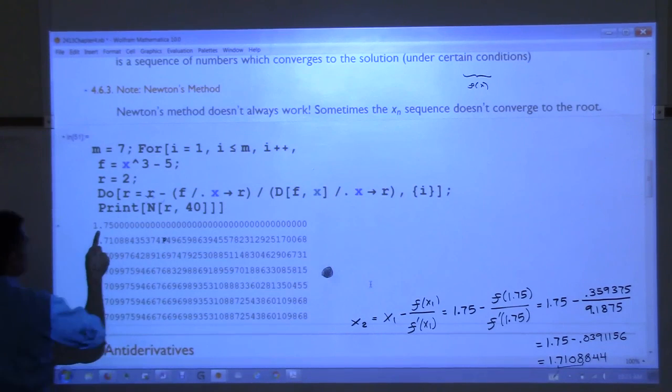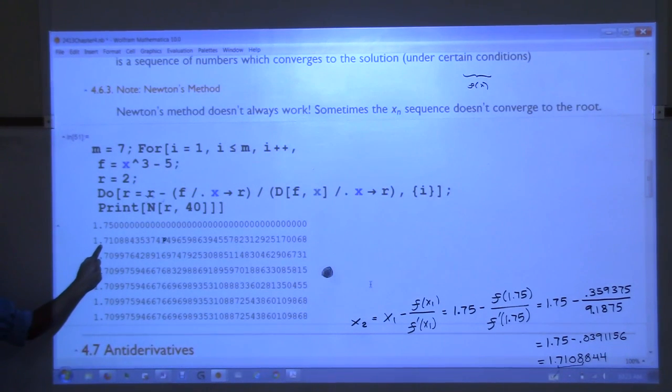So we had 1.75. The next one was 1.710, and I rounded, or no? Was it 88? Yeah, it was 88. And the next one is 7099. Oh wow! So we would have got it on the next one. I got a little lazy, but it would have been the next one. You see that?